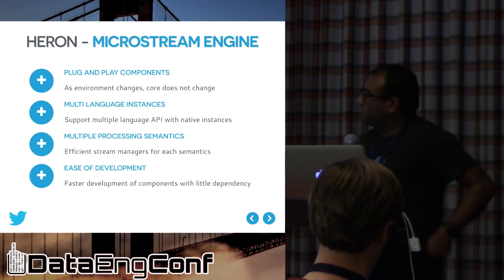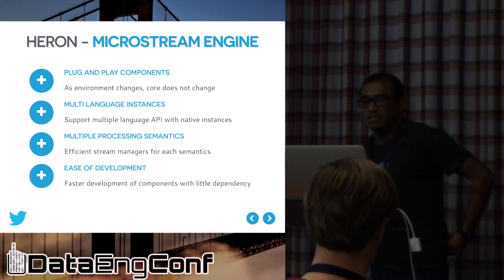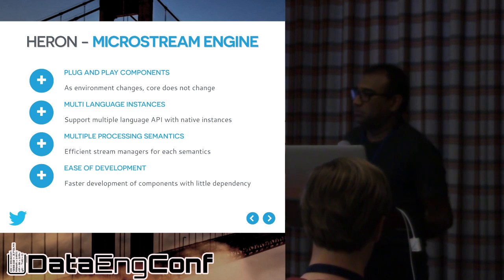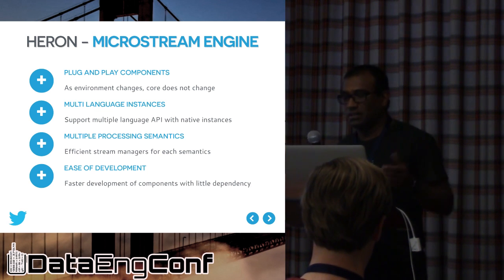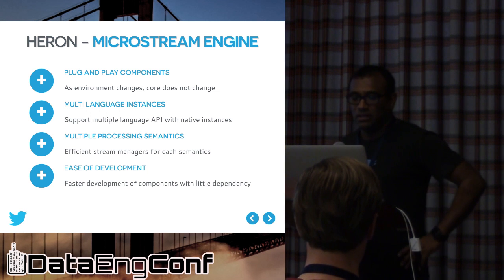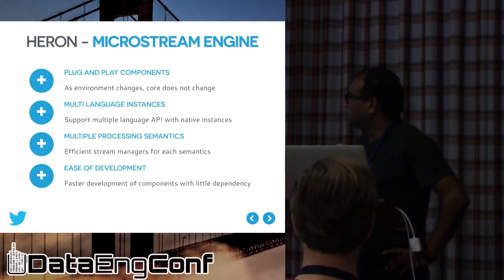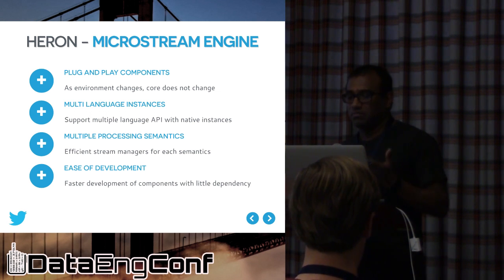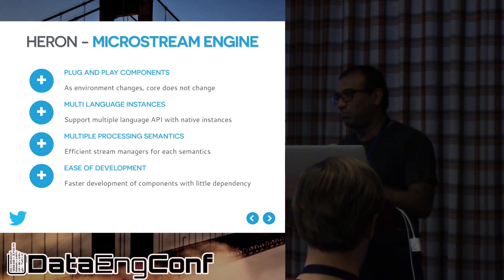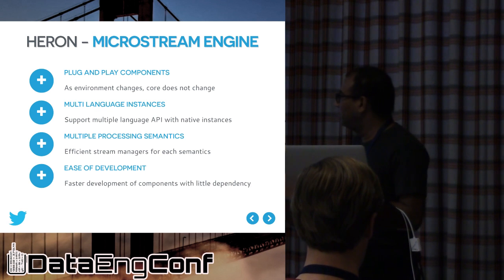So what are the advantages of micro-stream engine? Plug and play. As the environment changes, the code does not change. So streaming still moves the data around. Second one is multi-language instances. Support for multi-language API is much easier and you get native instances to run that API. If you want Go instances, write your Go instances and Go API, and you should be ready to go. So that is the level of instances that we have done.